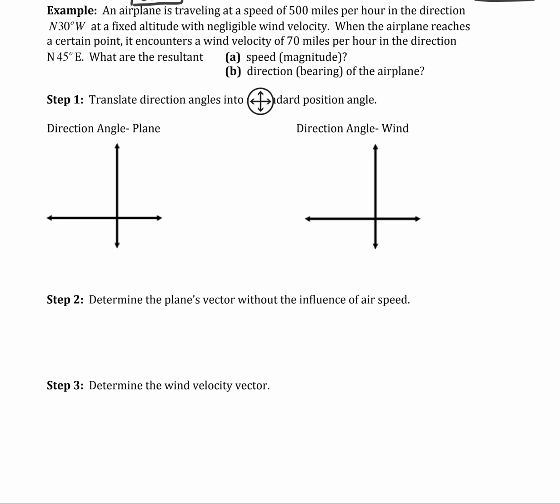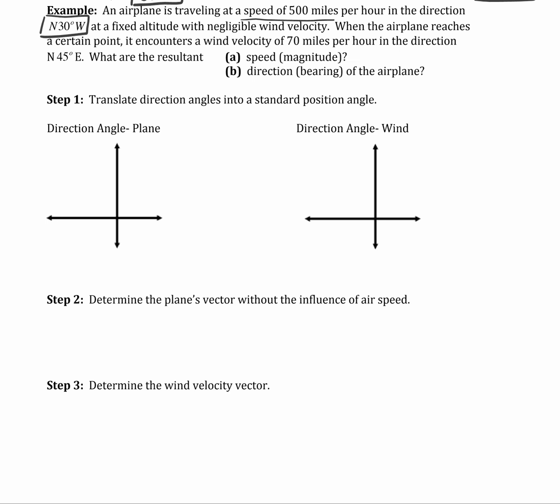Right, now that we are comfortable drawing direction angles and calculating the standard angle from them, we are going to look at an application, vectors involving airplanes and wind speeds to see what will happen to the actual direction of the plane. So we have an airplane traveling at a speed of 500 miles per hour. That is actually going to be our magnitude, the speed of the airplane, in the direction north 30 degrees west.